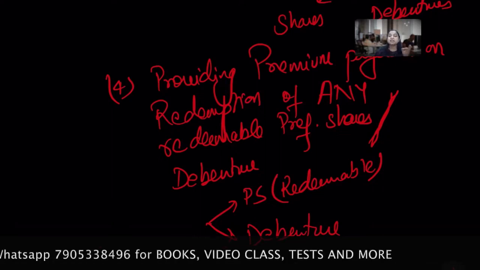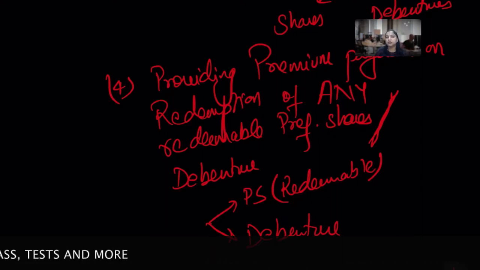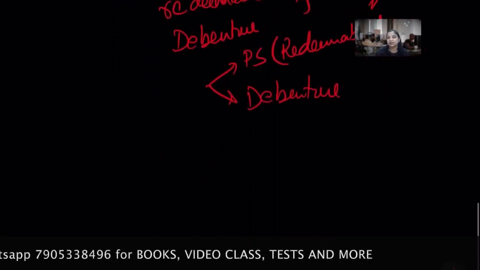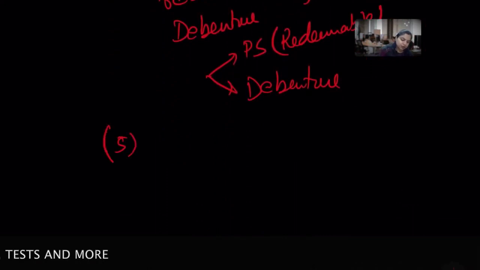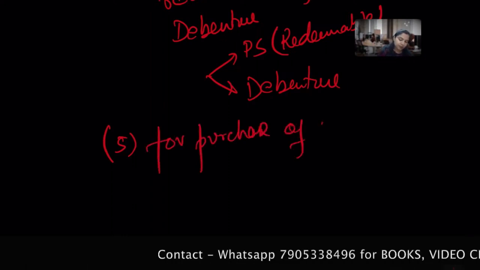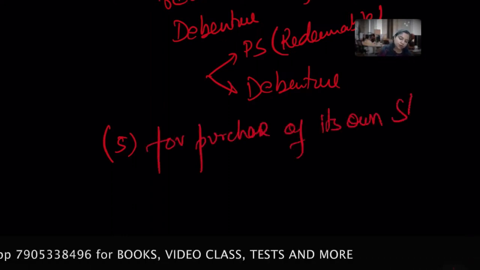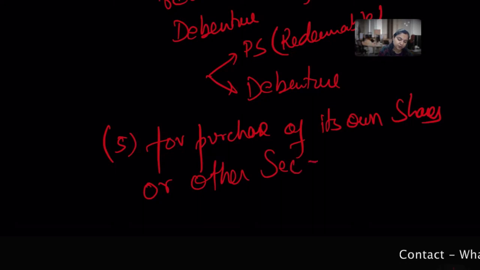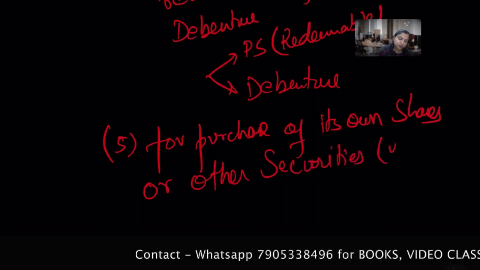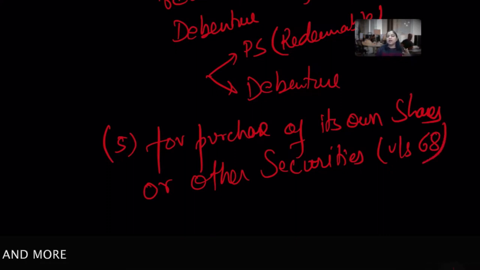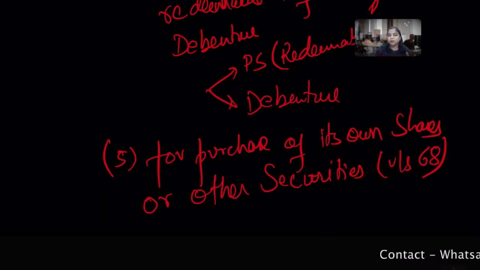Hope it's clear. And this securities premium, as per the Companies Act 2013 Section 52 sub-clause 2, is also useful for the purchase of the company's own shares, which is as per Section 68. I'm writing shortcut because, again I'm reminding you, it's extra knowledge. For purchase of its own shares or other securities, Section 68. Clear? So we have seen how the securities premium account can be utilized.